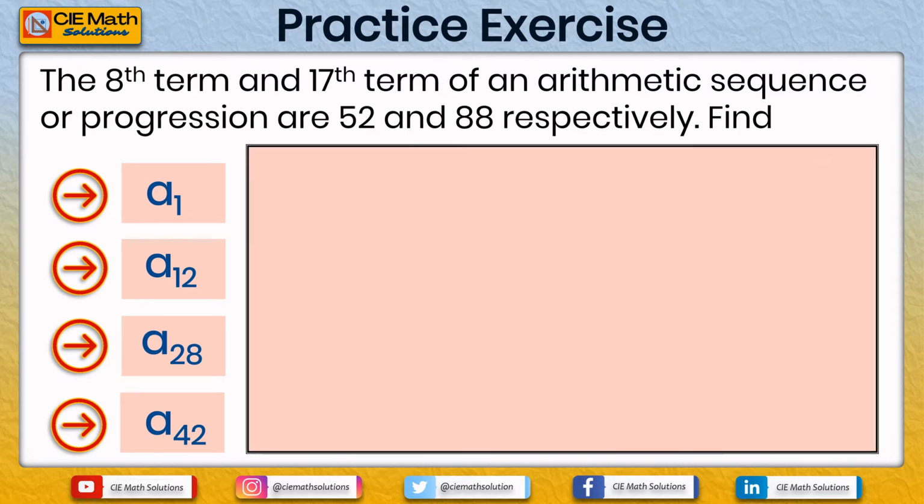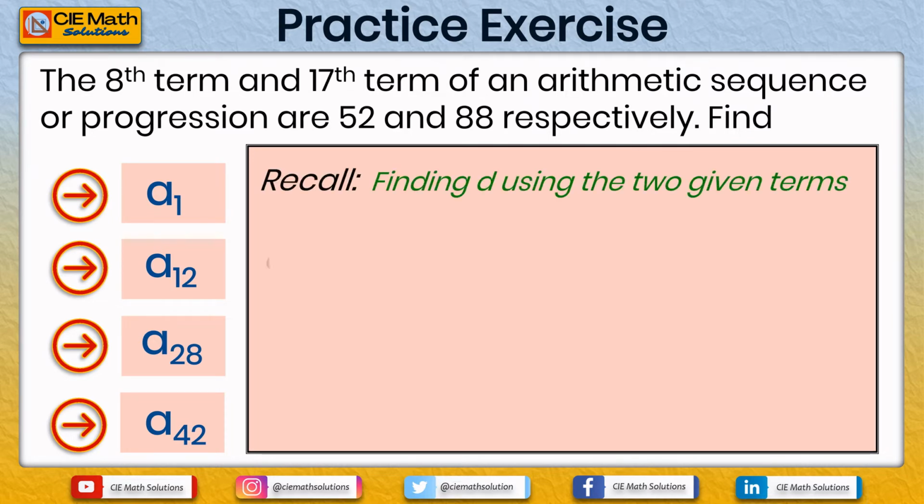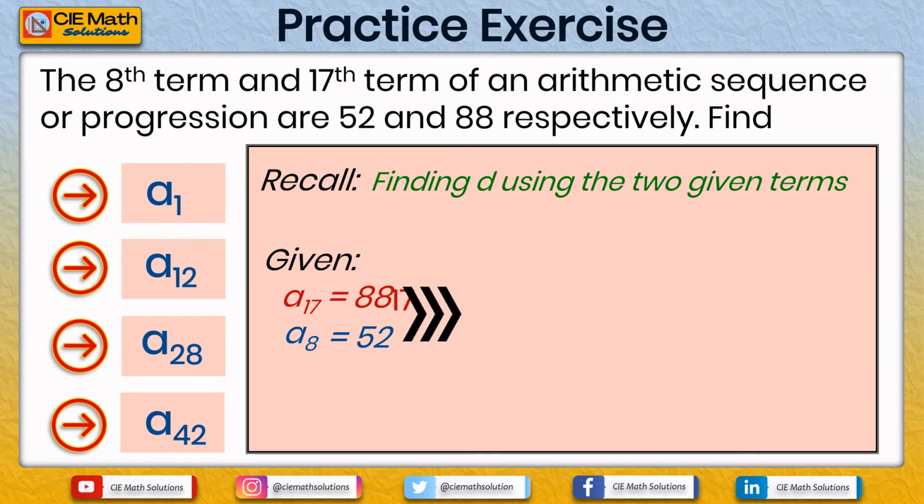Now let us have the answer. Starting off with the given, we will then have A17, which is 88, and A8, which is 52. To find the number of D's added from A8 to A17, we can then subtract the orders of the terms. We will then have 17, which is from A17, minus 8, which is from A8. The difference between this will be 9. This means that there are 9 D's added from A8 up to A17.